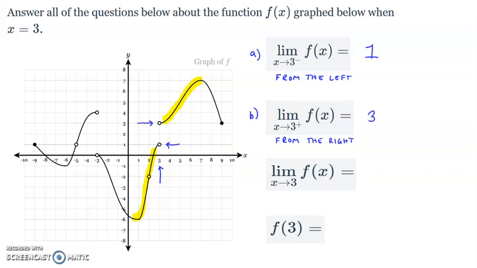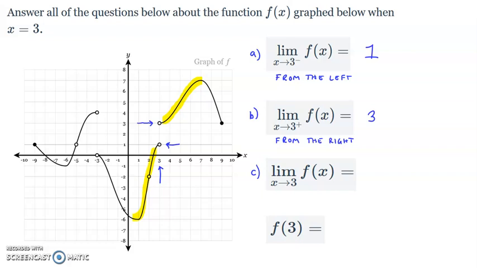And now let's go ahead and do part C. We want to know what happens to our graph as x goes towards 3. In this case, you're actually looking at your answers for part A and part B. What happens as it goes from the left and what happens as it goes from the right? Well, in this case, they're going to two different values. In part A, it went towards a 1. In part B, it went towards a 3.